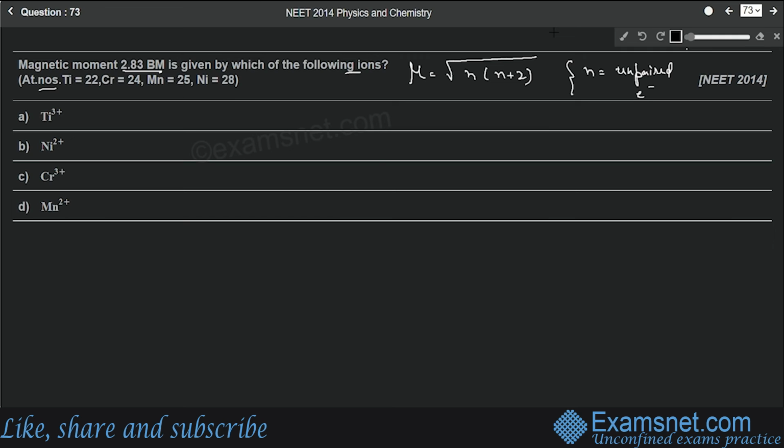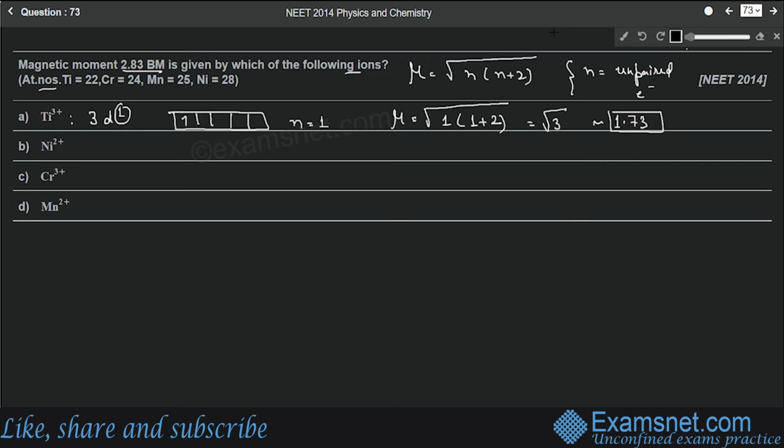First one is titanium 3 plus. What is the electronic configuration of titanium 3 plus? It is 3d1. Now if we fill the electron in 3d orbitals, there are 5 orbitals. So 1, 2, 3, 4, 5. And there is only one electron. So that will be filled here, and this one electron is unpaired. So the value of n will be 1 here. And what will be the value of magnetic moment mu? Mu will be equal to under root 1 into 1 plus 2, that means under root 3, and the value of under root 3 is approximately 1.73. Okay, so this is the value of magnetic moment for titanium 3 plus ion.